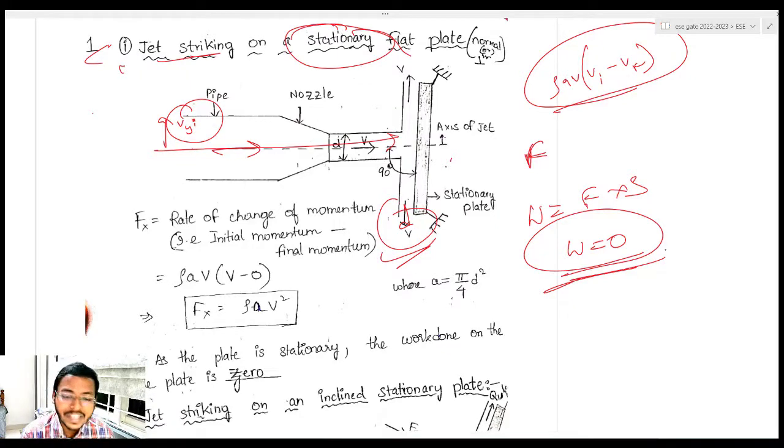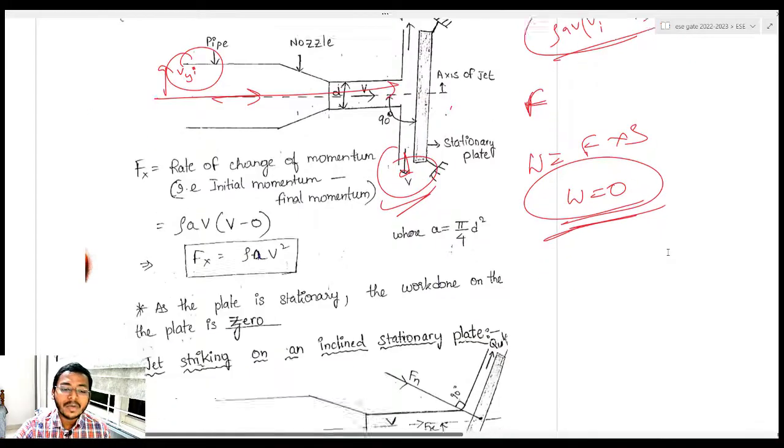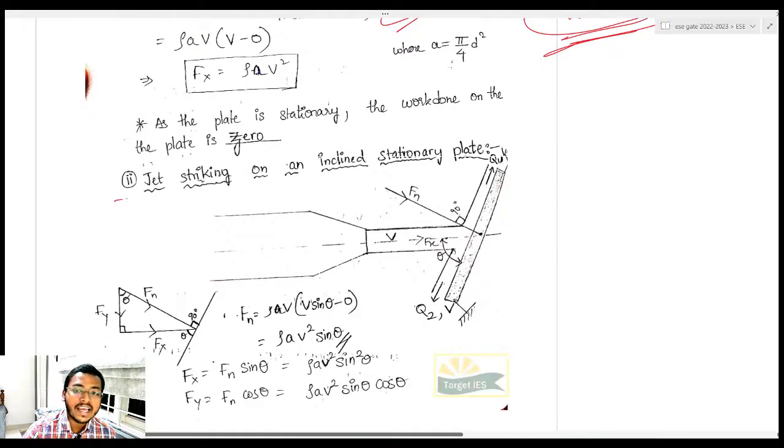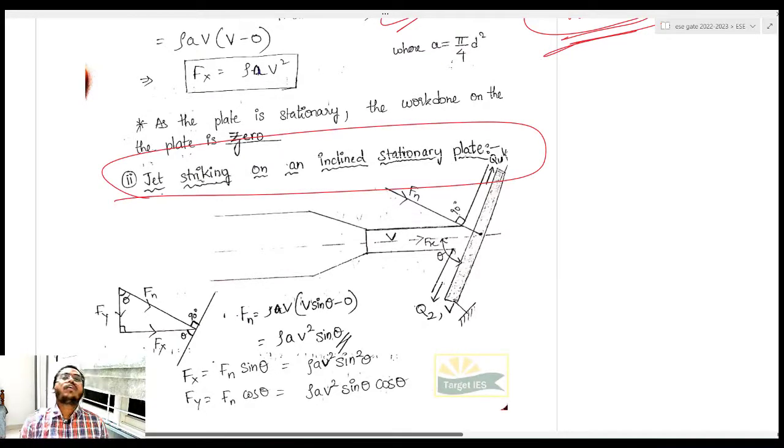So can I continue the second topic? So let us go to the second topic, when the jet is striking an inclined stationary plate. Even before starting this, in the previous case, when the water is hitting normally to the plate, if this is of mass m, in this direction m by 2 will go, in this direction m by 2 will go, right?